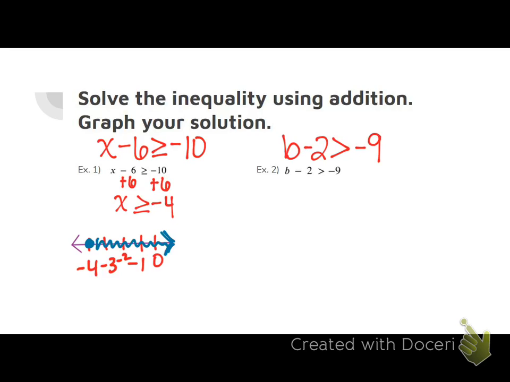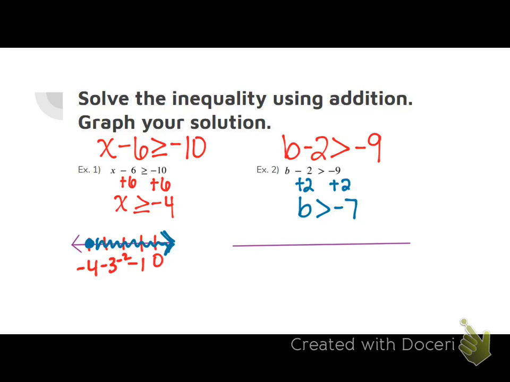All right, on the next one, how am I going to get b alone? Add 2 on both sides. I get b is greater than -7.